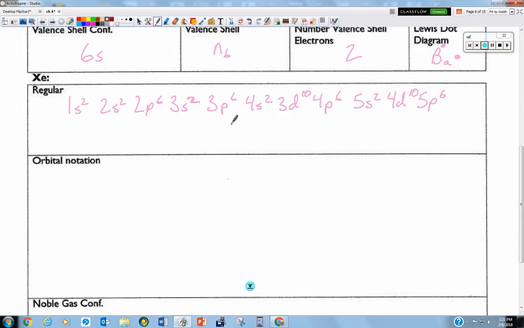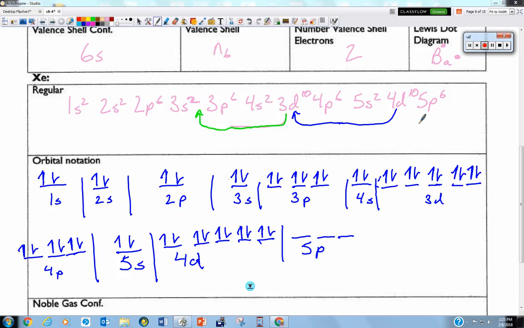If you were to do expected configuration, again, you're just going to move, let me grab a different color. You'll just move this in between the 3s and the 3p, and then you will move 4d in between where that goes. All right. Orbital notation, again, try it on your own, then check your answer.